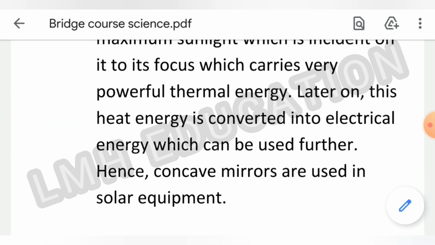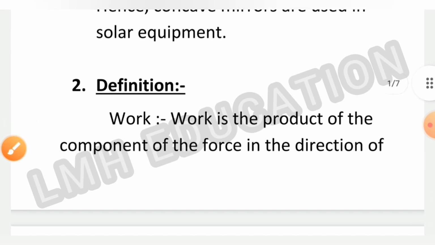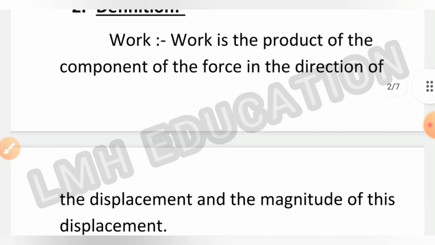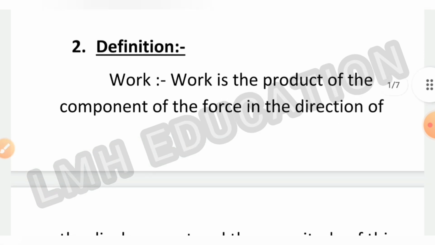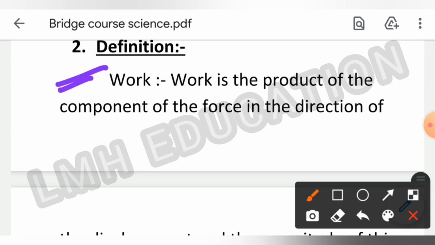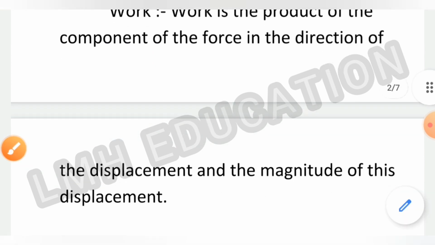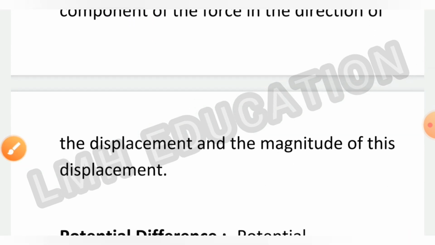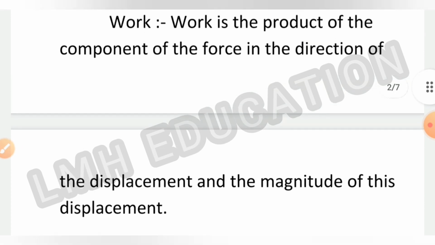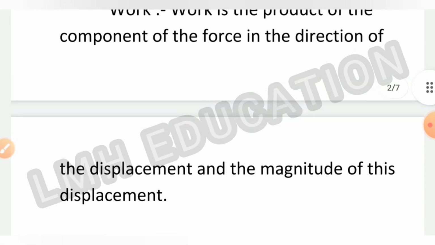Now, we'll move on to question number 2, in which you have to write the definition. The first one is of work. You have to write the definition of work. So, work is the product of the component of the force in the direction of the displacement and the magnitude of this displacement. So, this is the answer of work, definition of work.